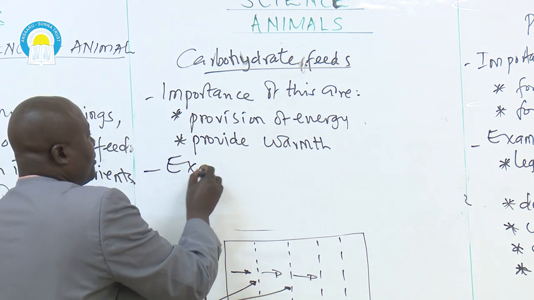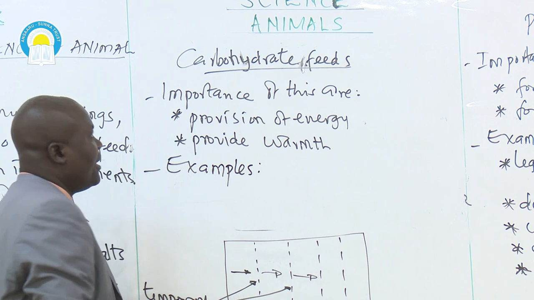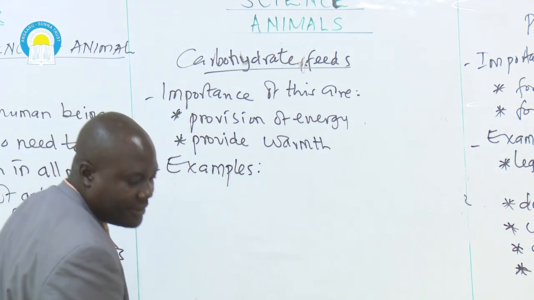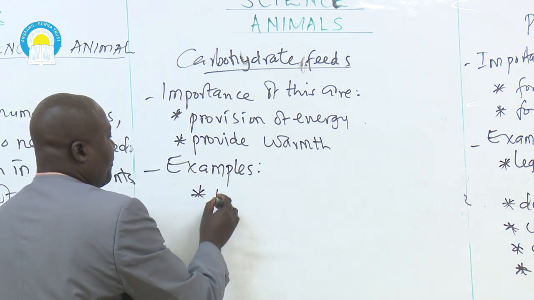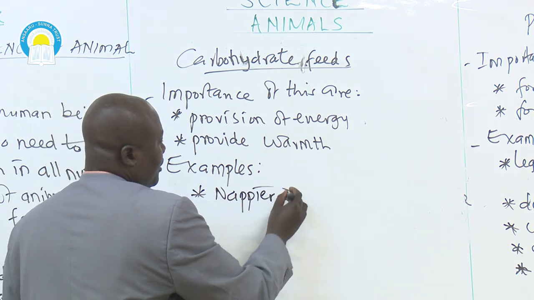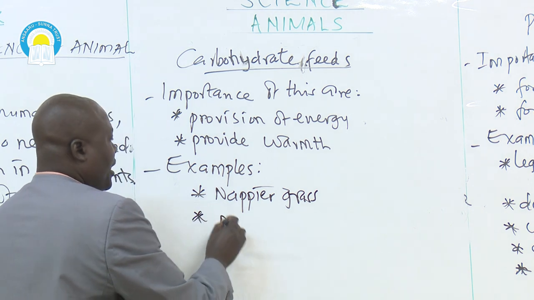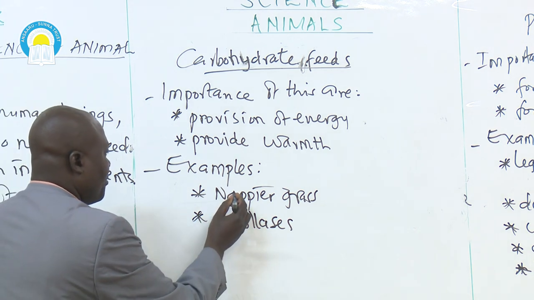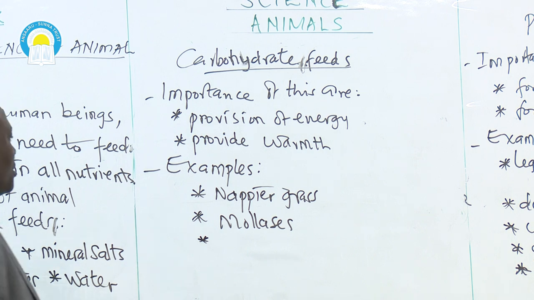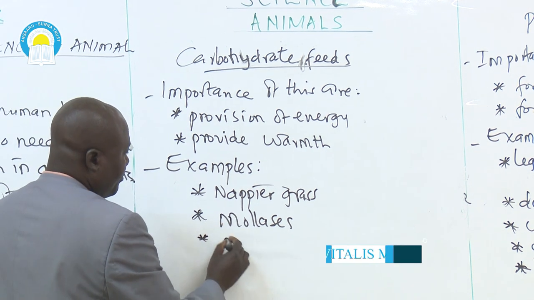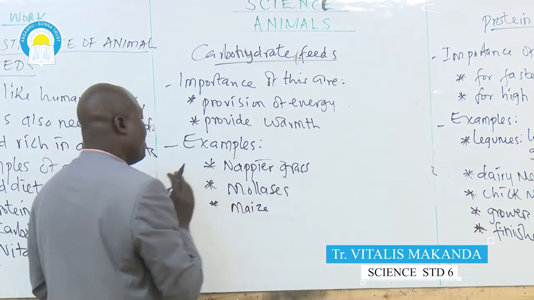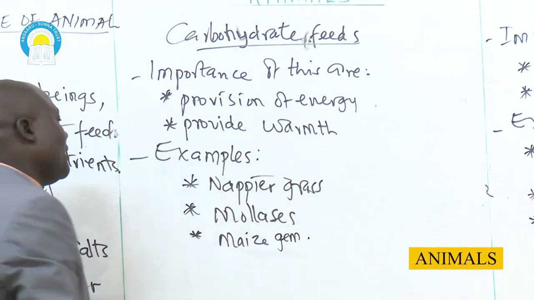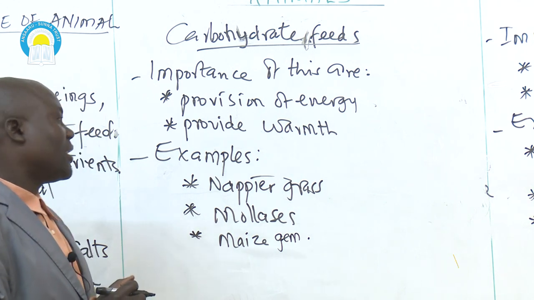Let's look at the examples. Where do animals get this type of nutrient from their feeds? Majorly, this one comes from Napier grass. Napier grass is a very good example. Number two, we have molasses. Molasses is under concentrates, but still we put it under carbohydrates. We have the maize germ. Although maize germ may have some protein, it also contains some carbohydrates. Maize germ and many others, we can get carbohydrates.